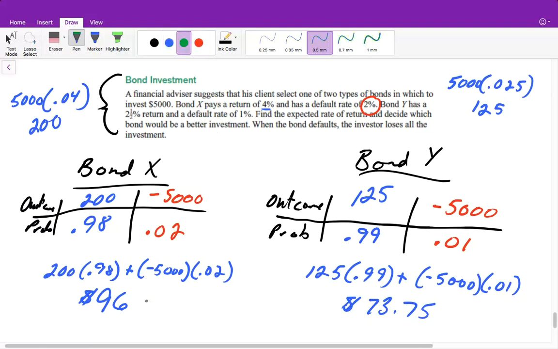So since bond X gives us a higher expected return, this is the bond that we should invest in because on average we will get more money back. Now someone might say, well, let's invest in bond Y because it's less likely to default, but it's smarter and better to do bond X because on average you're going to get more of a return.